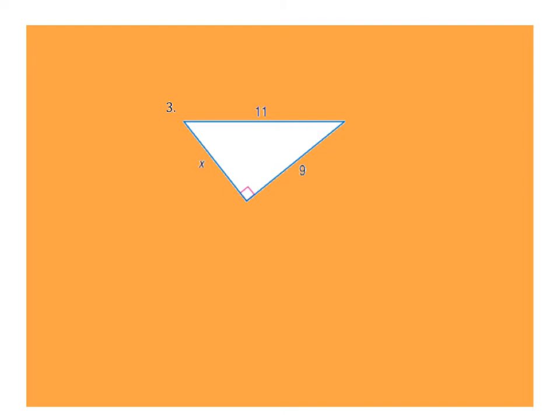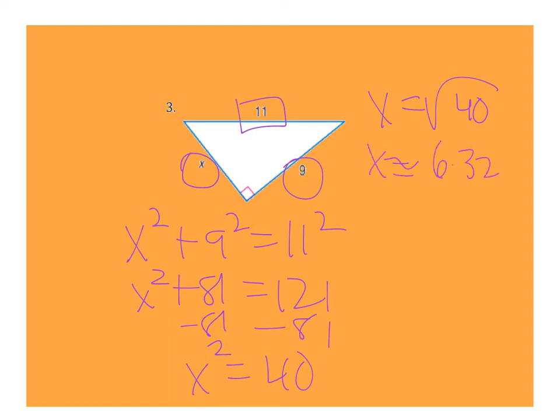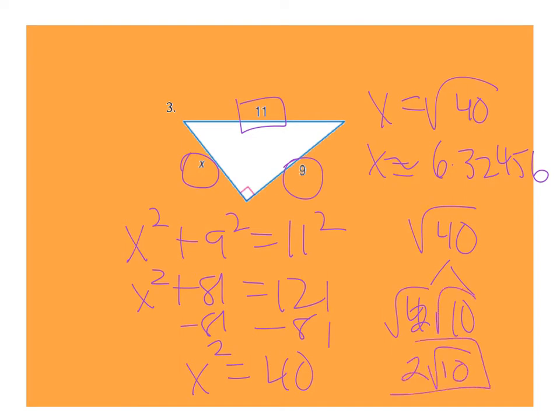All right, so here you're looking at working backwards a little bit. Here is a leg, here is a leg, here's my hypotenuse. So I'm going to go x squared plus 9 squared equals 11 squared. So that's x squared plus 81 equals 121. Subtract 81, so x squared equals 40. So x is equal to the square root of 40, which I know for a fact is not a perfect square. So it ends up being approximately 6.32456. But if I broke it apart into a simplified square root, it would be 4 and 10, square root of 4, square root of 10, so that's just going to be 2 square root of 10.